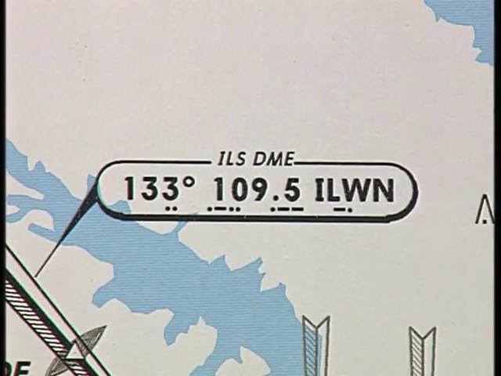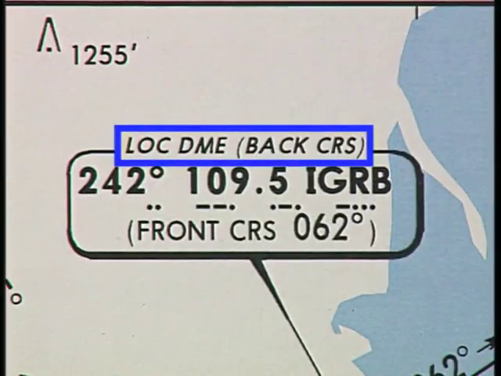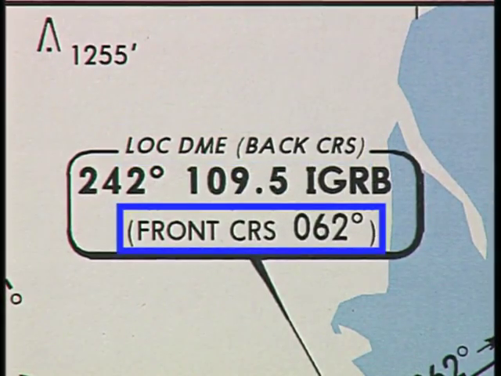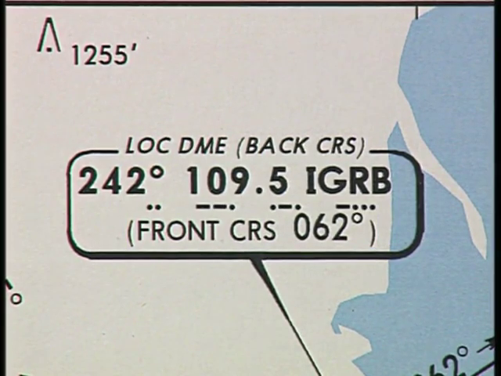If the facility is a localizer, ILS, LDA, SDF, or MLS, the nav aid information is enclosed in an oval-shaped box. On localizer back course approaches, the front course information is also included in the box. This is provided for pilots flying aircraft equipped with an HSI.